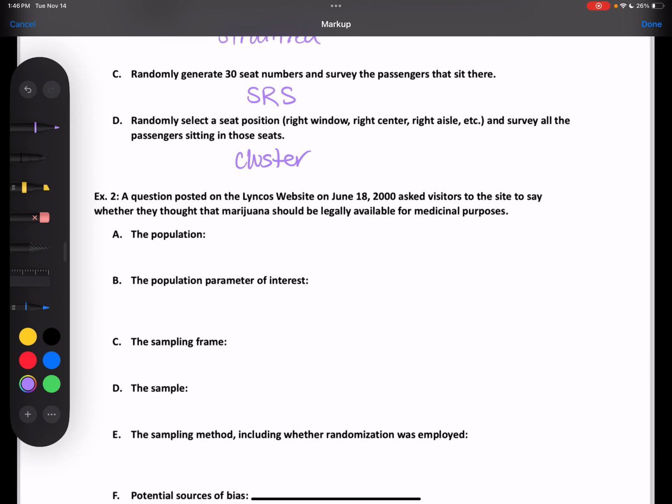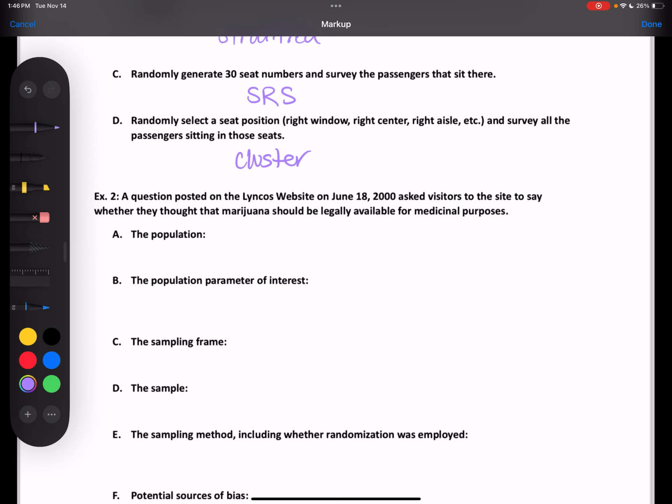All right. A question posted on the Linkos website on June 18th of 2000 asked the visitors to the site to say whether they thought that marijuana should be legally available for medicinal purposes. We talk about marijuana a lot in stats class. Yeah, drugs, smoking, alcohol, it's all kind of a common theme.